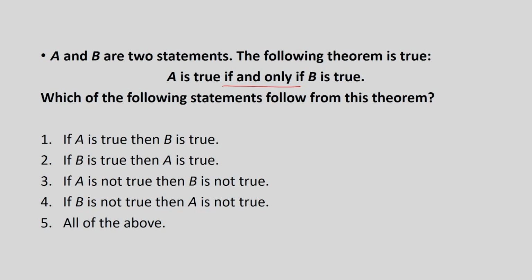Okay. The first option is if A is true, then B is true. Second option is if B is true, then A is true. Third, if A is not true, then B is not true. Fourth, if B is not true, then A is not true. And fifthly, all of the above. Okay, these are the 5 statements. We have to find out which of them is correct.